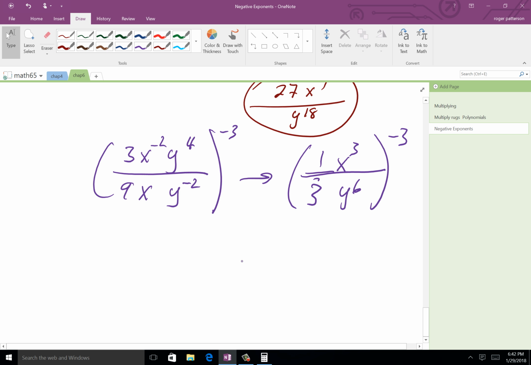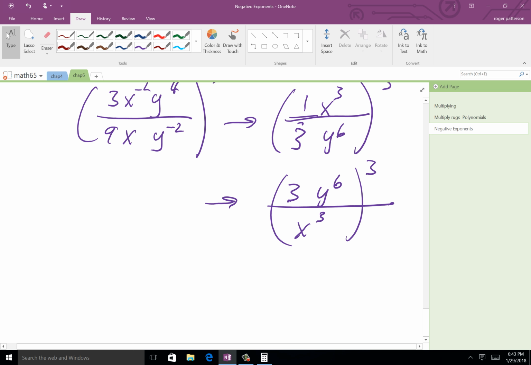Now I'll apply the negative, so I'm just going to flip them. 3 is going to come to the top. Y to the 6 is going to come to the top. X to the 3rd is going to go to the bottom. I got a 1 down there, but really don't need it. The negative's now gone, so now I can just cube them up.